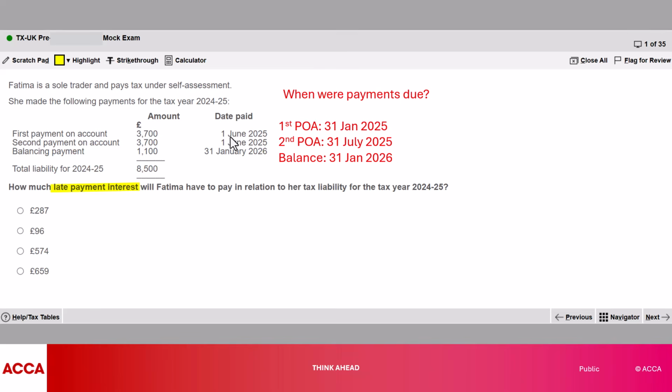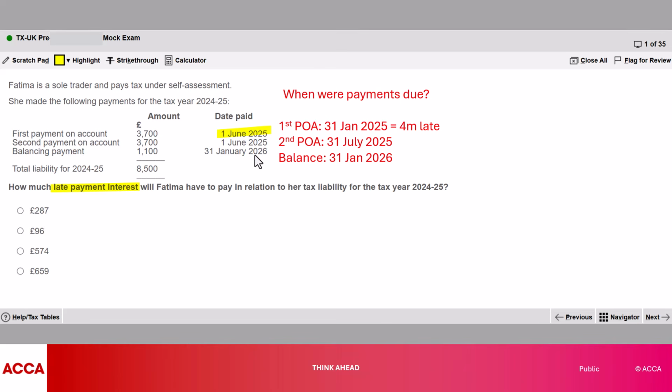Now, if we look at those payments that Fatima has made, the first one was made on the 1st of June. It was due on the 31st of January. So that first one is late. And we work to the nearest month unless you're specifically told otherwise. So June from the end of January, February, March, April, May takes us to the beginning of June. So that one is 4 months late.